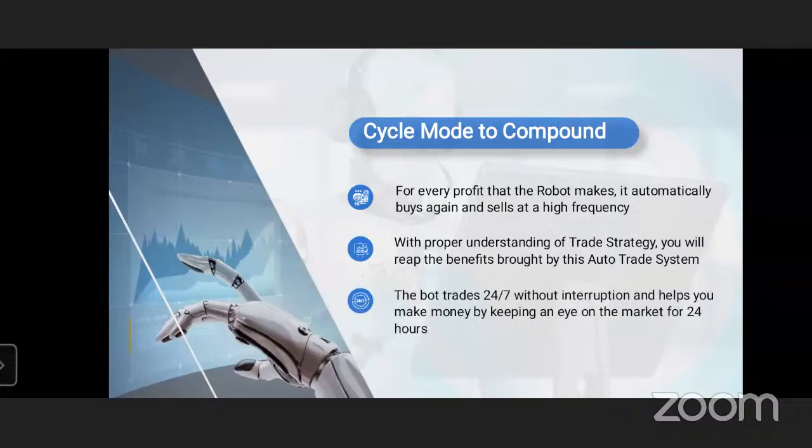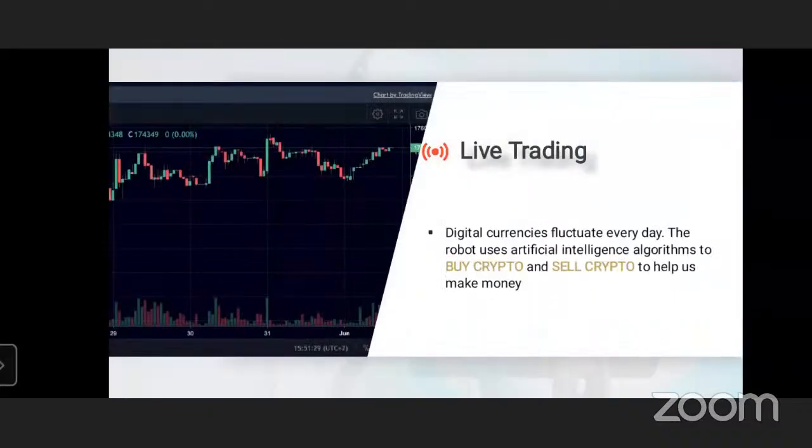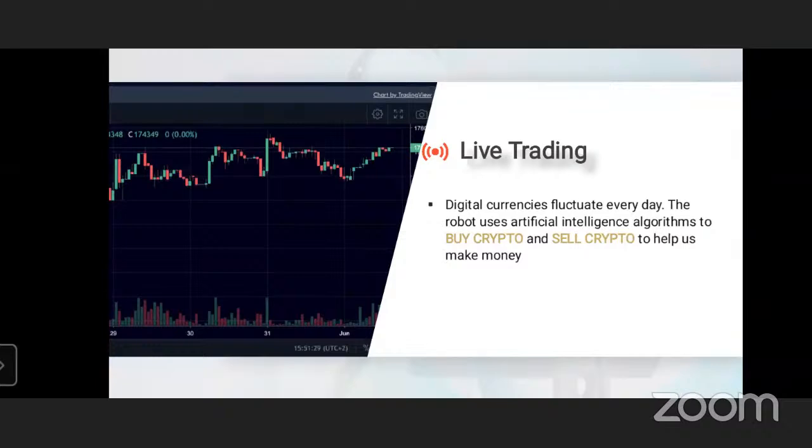So the bot trades without interruption. It helps you make money by keeping an eye on the market, ladies and gentlemen. So it keeps an eye on the market that is lively trading. Why? Because digital currencies fluctuate every day. So the bot uses an artificial intelligence algorithm to buy crypto and sell crypto to help us make money, using its own unique profit strategy to replace the manual tracking of the market. Imagine a market that uses 3 microseconds to move. It's not easy to manually track it down. That's why you need the Royalq application, ladies and gentlemen.